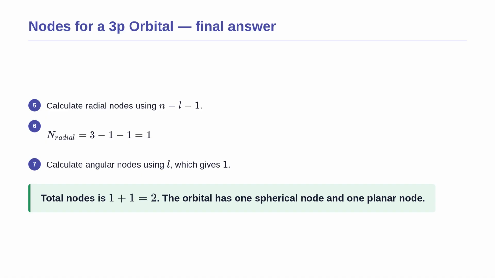Physically, this tells us that a 3p orbital has a dumbbell shape carved by one planar slice of 0 probability, and it is further split into an inner and outer region by one hollow spherical shell of 0 probability.